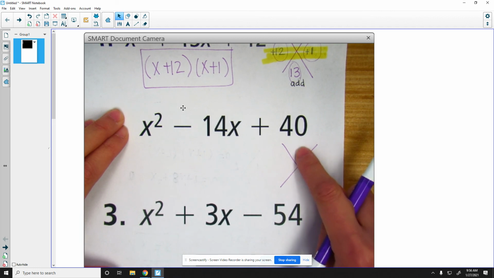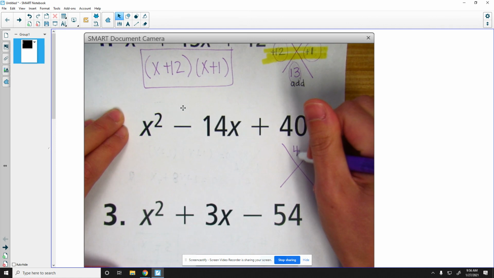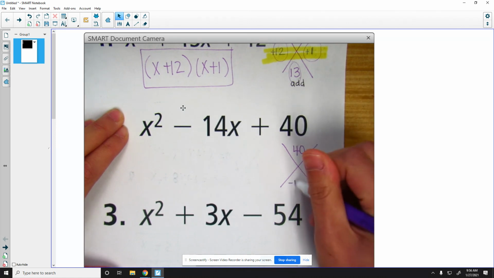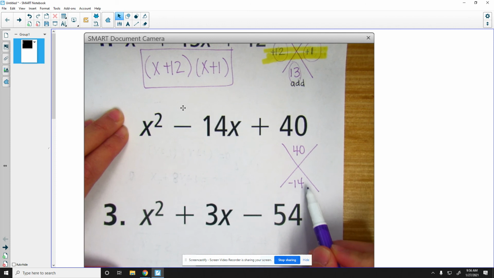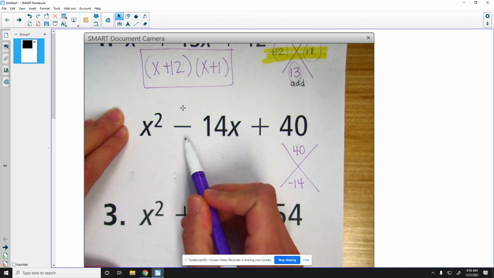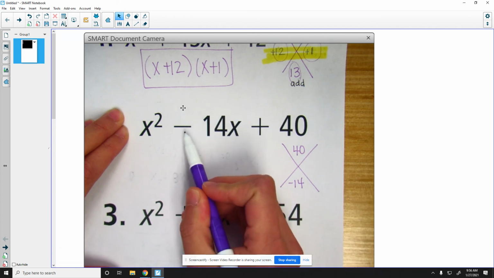Okay, so the top number, does anyone remember? What do I put up here? 40. Okay, what's the bottom number? Negative. Thank you for saying negative and not positive. It makes a huge difference. Negative 14. Okay, because it's a minus 14.